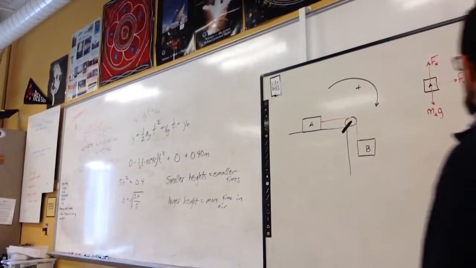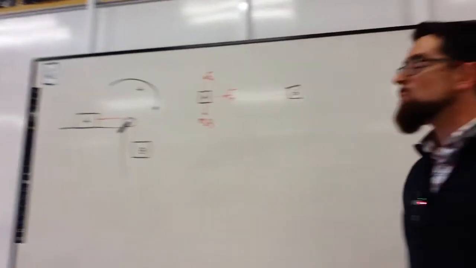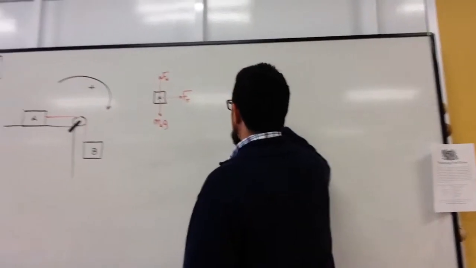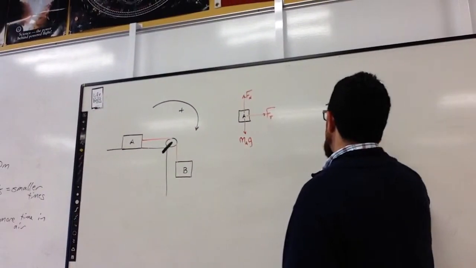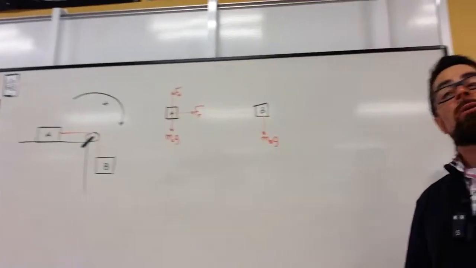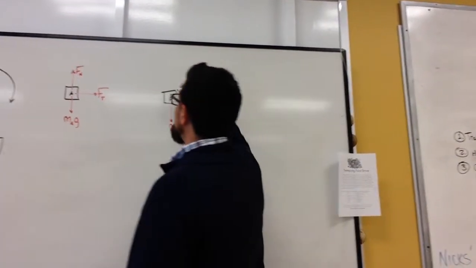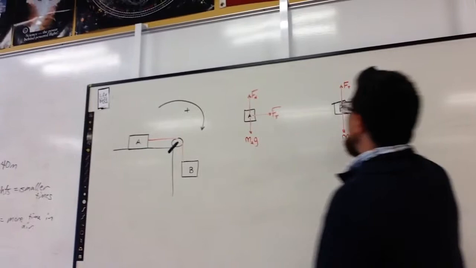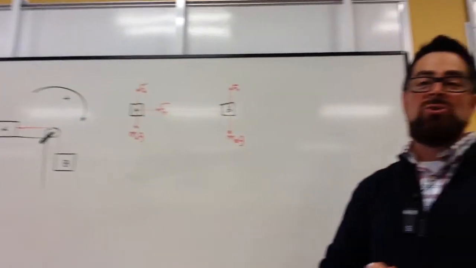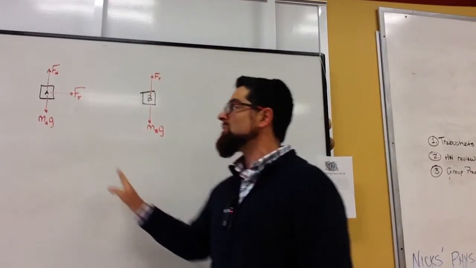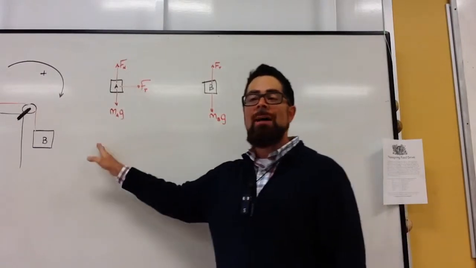And what are some forces acting on block B? Joe, what's one of them? Gravity. I'm going to call that MBG in the downward direction. Another one, Joe, acting on B? Tension. FT is going up. I'm now going to write dynamics equations. Those are two completed free body diagrams for both individual objects in the system.